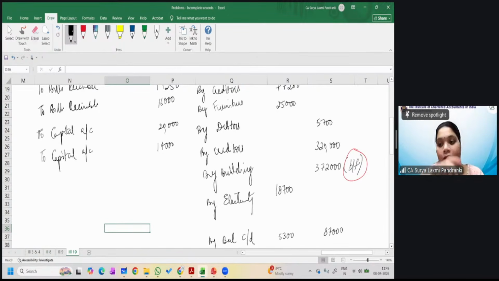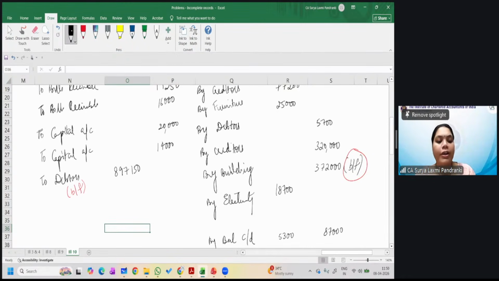What is the balancing figure of the cash column? To debtors, you have 8 lakh on the debit side or credit side? Debit side. Okay. How much? 8,97,150. Okay. This is again a balancing figure. To debtors. What might have been this transaction?